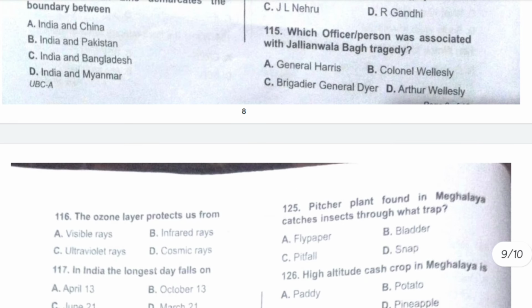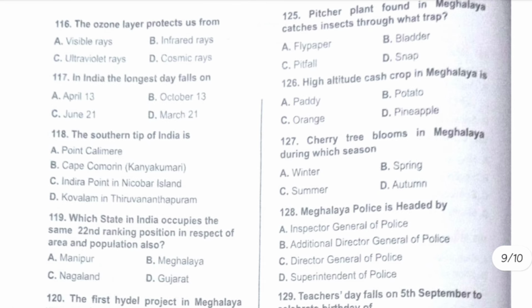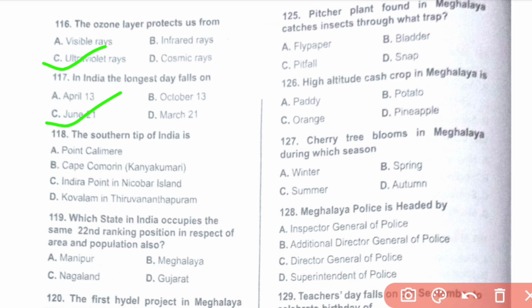And 115, which of the following was associated with the Jallianwala Bagh tragedy? This is C, I think. Brigadier General Dyer. And 116, the ozone layer protects us from ultraviolet rays. India's longest day falls on 117, 21st June. The southern tip of India is Kanyakumari, the Cape Comorin.